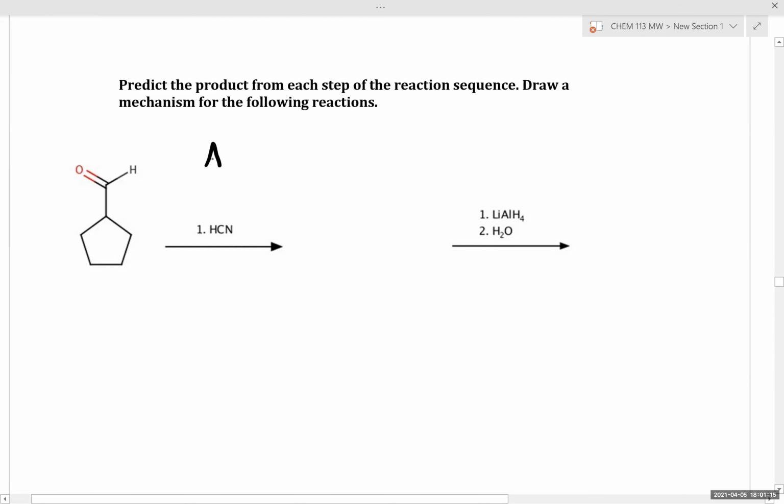What I'd like to focus on just for right now is the mechanism for this first step that I'll label A. For the second step in the sequence, I'd like you just to predict the product, and we'll draw out the mechanism together as a class for the second step. So let's take about 3 to 4 minutes, and let's try to predict the product from these 2 reaction steps. And then I'd like to see a mechanism for the first step, which I've labeled as A.